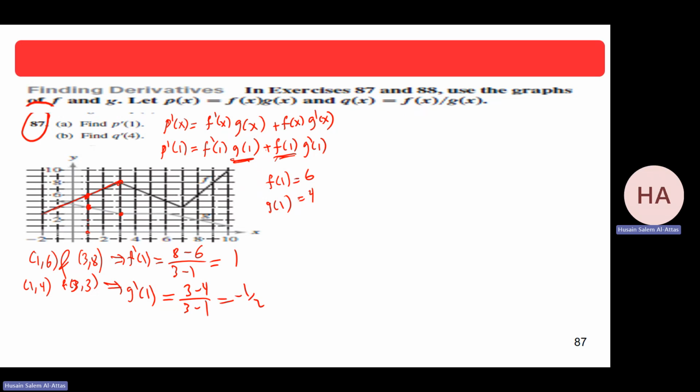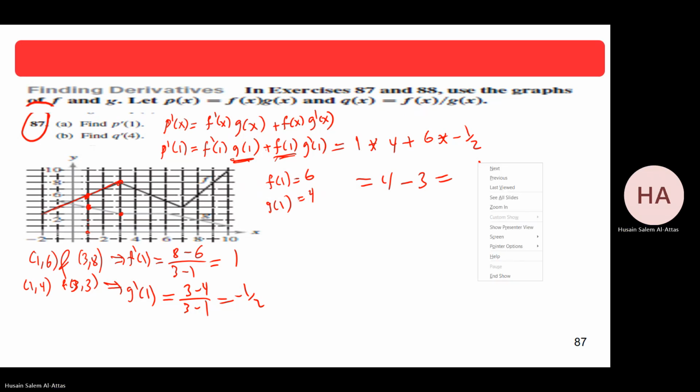Yes. Now I can apply the formula. So p prime at 1 will be what? f prime at 1, which is 1, times g at 1, which is 4, plus f at 1, which is 6, times minus half. That will give me 4 minus 3, and the answer is 1.